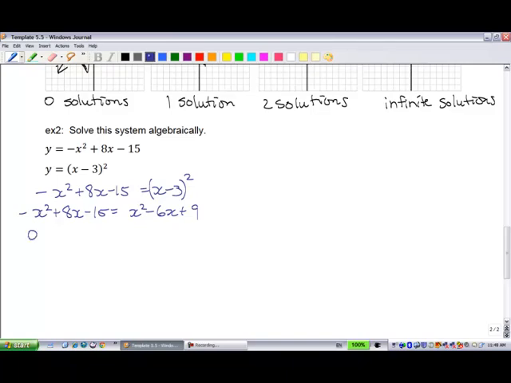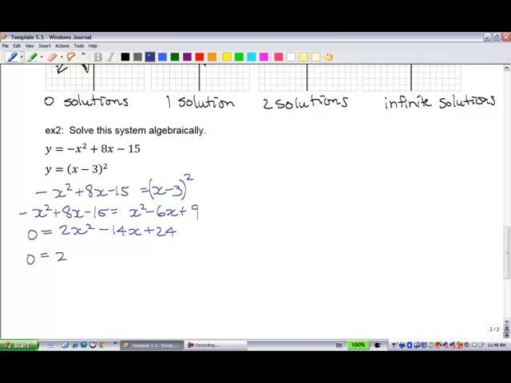Let's group like terms. I'm going to move everything over to the right hand side because I like having my x squareds positive. X squared over makes it 2x squared. Subtracting 8x gives me negative 14x, and adding 15 gives me 24. So we're trying to solve this. It could be a quadratic equation situation that we have to use. Let's see if it factors.